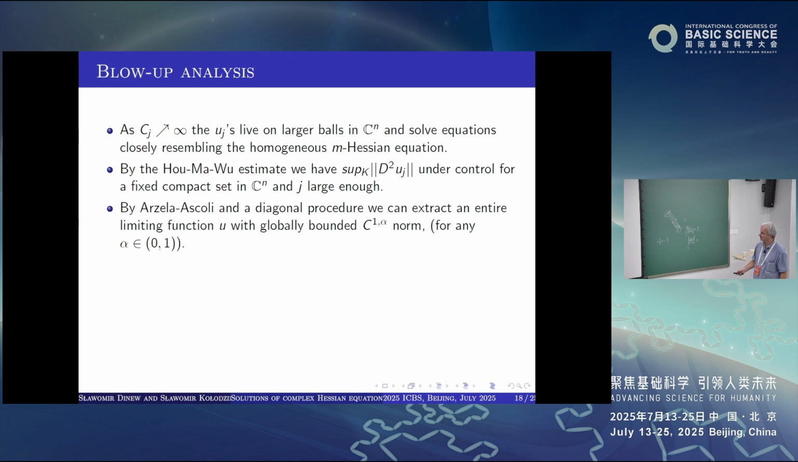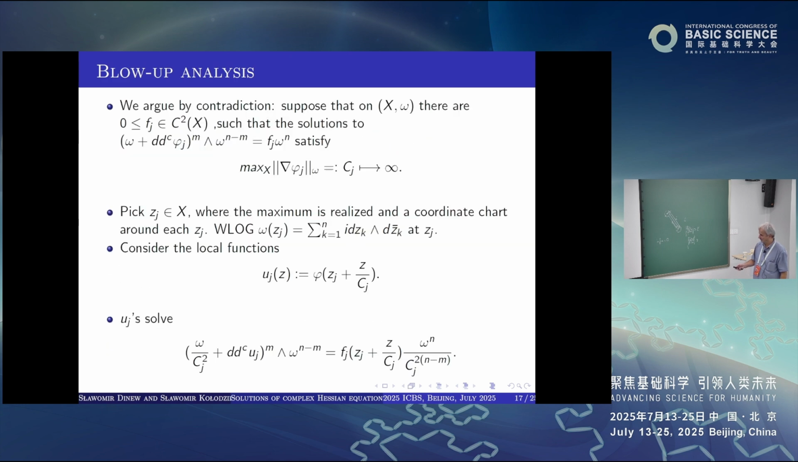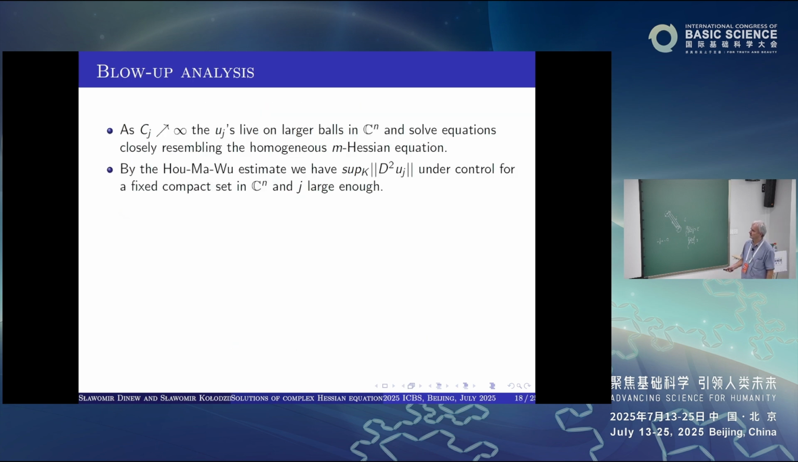Maybe I go back. This is because if we take the gradient of this at the point z_j, it is equal to 1. The norm of this gradient is equal to 1. So we have the bound for the C1 norm, which gives us, by Hou-Ma-Wu, the bound for the C2 norm.